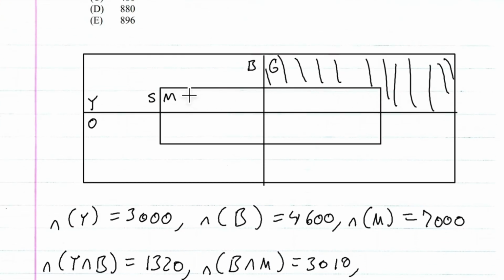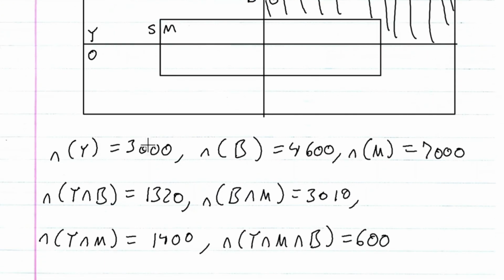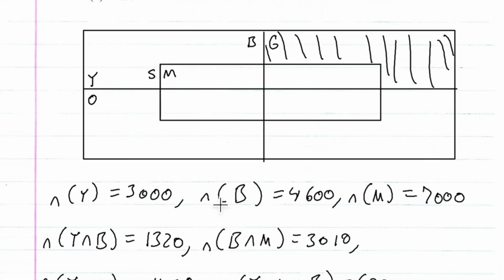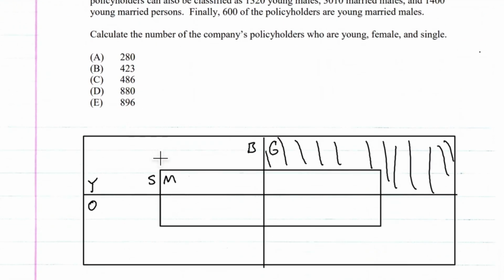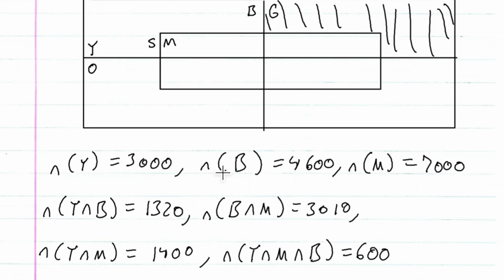So the first thing I can actually find is young and female, because I know the number of young. I know the number of young here. And of course, this information I got from up here, right? So the number of young is 3,000, the number of male is 4,600, the number of married is 7,000, etc. That's all that information here.